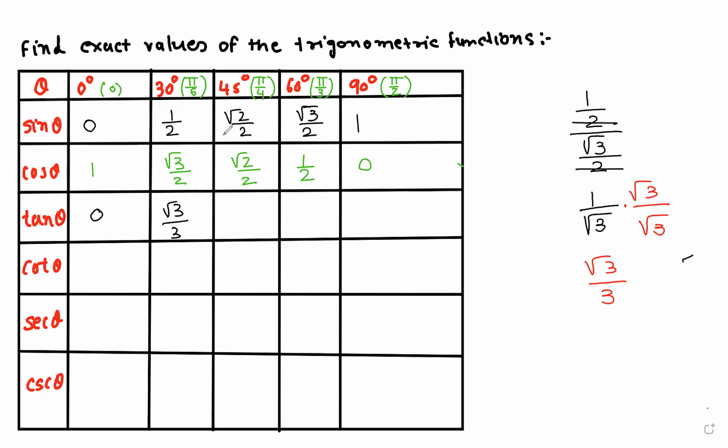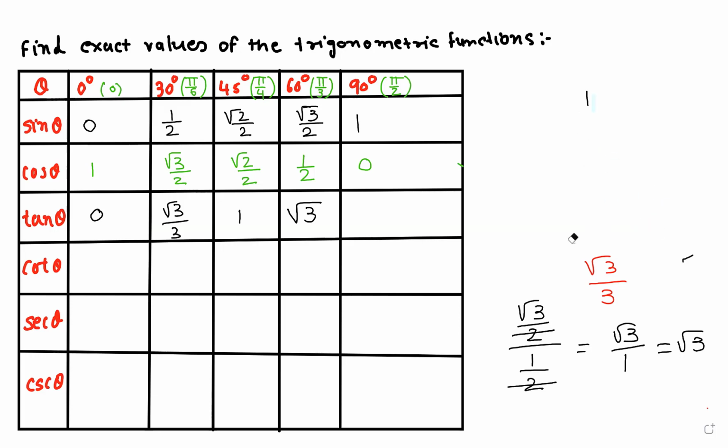Tangent 45 degrees, we divide these two values, so that just gives us 1. Tangent 60 degrees, again, we divide radical 3 over 2 by 1 over 2. We have same denominators for both the fractions in the numerator and the denominator. When we simplify, we get radical 3 over 1, which is radical 3. So tangent 60 degrees is radical 3.